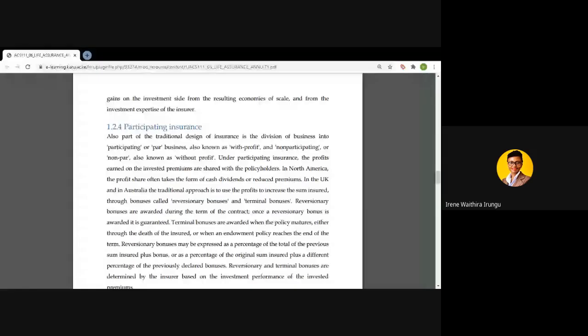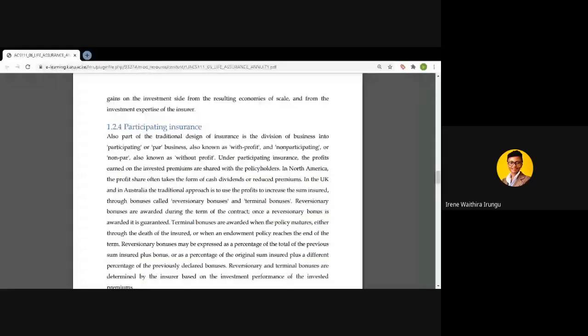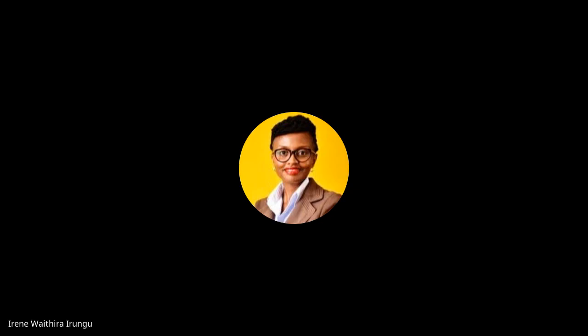You have said that the pure endowment is only payable at the end of the term. Yes. What if the policyholder dies before the end of the term? Will the beneficiaries be compensated? No. So with a pure endowment, it is a maturity benefit. It is not a death benefit. So the policyholder is the one who will be compensated if they survive to the end of the term. Is that okay?